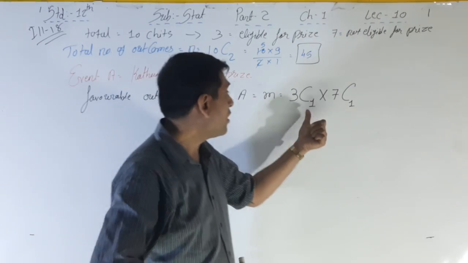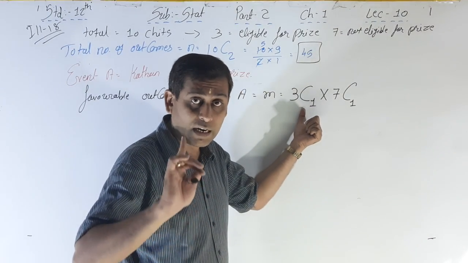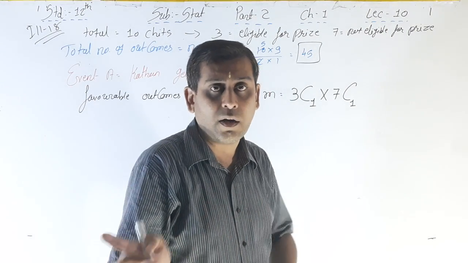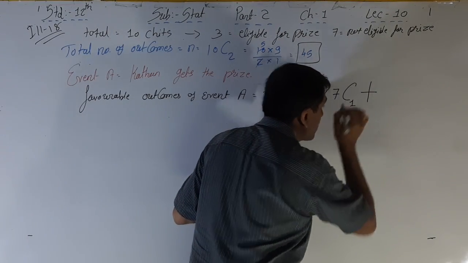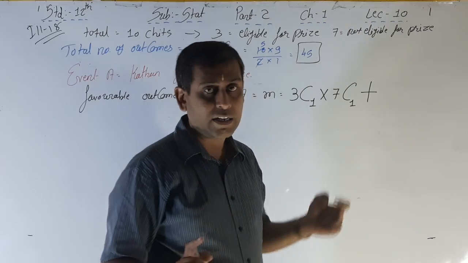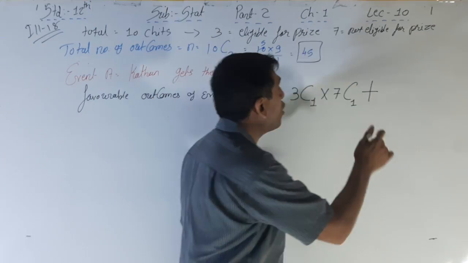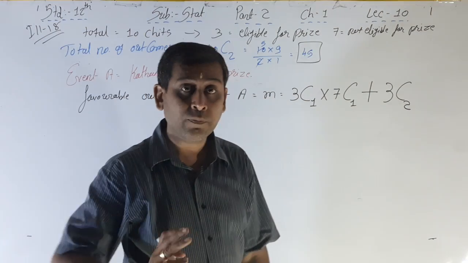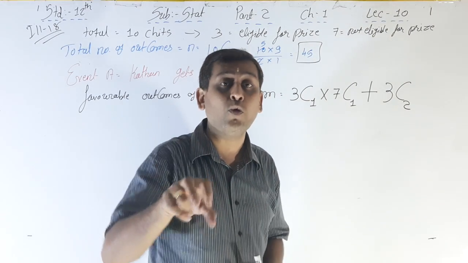Yes, here on that 3C1, Kathan gets the prize from 3 cheats, that is 1 cheat selected from this and 1 cheat of not eligible for prize. That doesn't matter, he gets the prize here. Or the second possibility, where or means plus. First possibility, he is selecting one from these and one from these. Now the second possibility is he is selecting both from eligible for prize. That is 2 cheats from the 3 cheats which are eligible for prize. Kathan is selecting 2 from that.